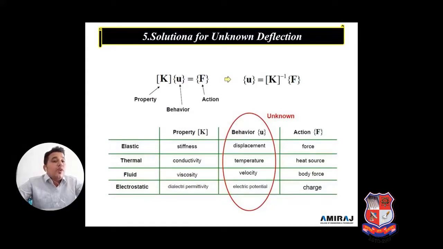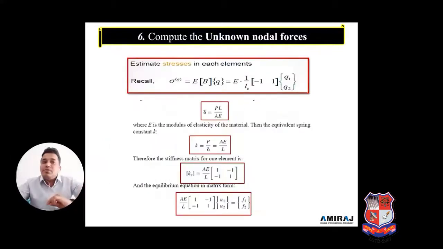So this is a very important part to find the unknown. Unknown means unknown displacement, unknown temperature, unknown velocity. And the last step is to find the final stress and strain. Stress is equal to E into B into Q. This is the standard equation. If we convert, B is equal to 1 by LE times minus 1, 1, and Q is Q1, Q2. This is the standard formula to find the stresses in each and every element. Here you can observe the important formulas for our example.